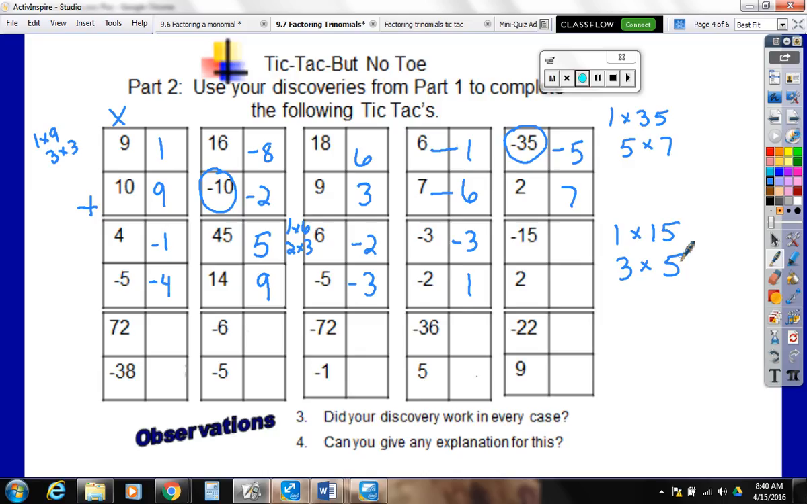Now this number up here is negative, so that means that one of our numbers over here has to be negative. Which pair, when we subtract, would give us 2? The 5 and the 3. And which one are we going to make negative, the 5 or the 3? The 3, good. So we have 5 and negative 3.